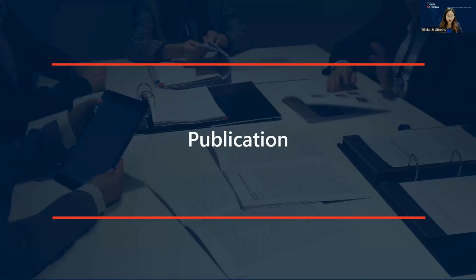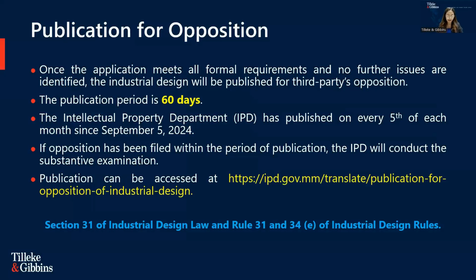We will now move to publication. Once the application and everything inside the application is settled for the requirements mentioned in the laws and the rules, the application will proceed to the publication process, which is a part of the whole process. And this publication is for invitations of opposition from anyone. So it means that any third party can file an opposition within the publication period.